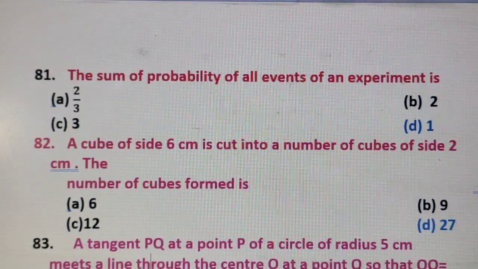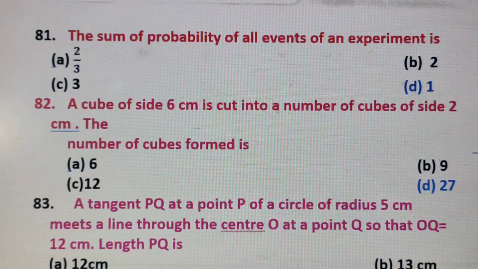A cube of size 6 cm is cut into a number of cubes of side 2 cm. That is, the volume of the cube equals 6 cube, equals 2 cube times the number of small cubes. So the number of cubes formed is 3 cube, that is 27.